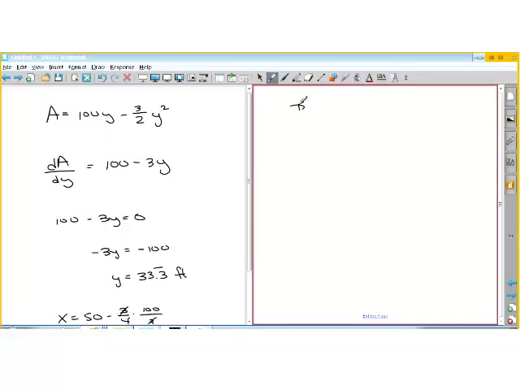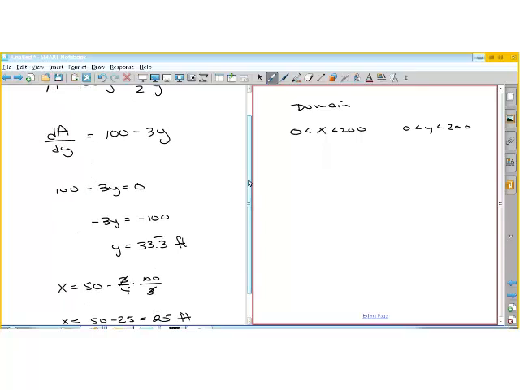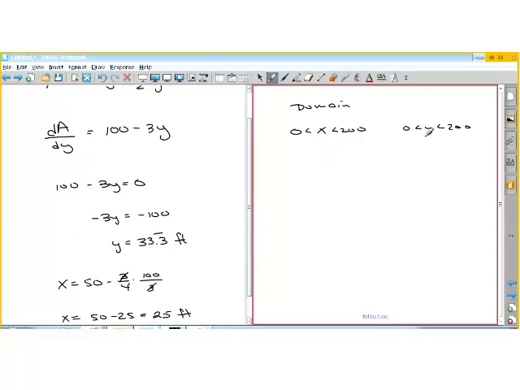The domain, again, x has to be greater than 0, but less than 200 feet. And the same with y. There's no way that it could be greater than 200 because that's all I've got as far as fencing is concerned. And are these two in those domains? Yeah, well, 33 and 25 are both in there, so it works out good. You can't have any negatives.